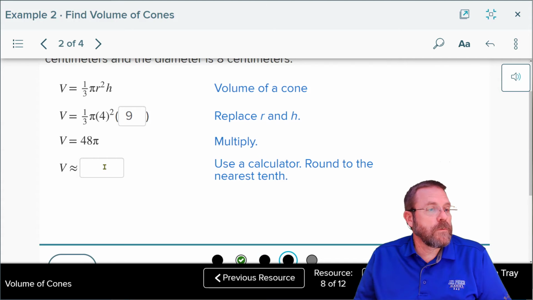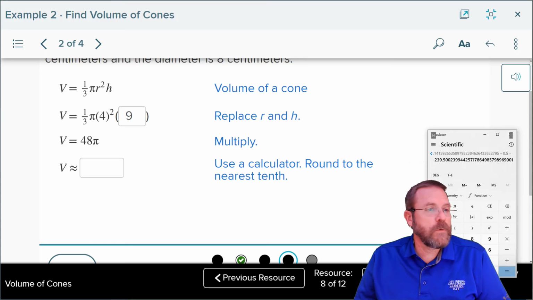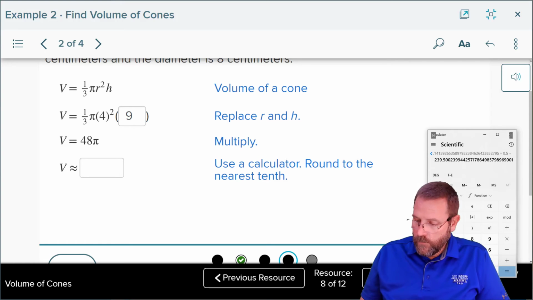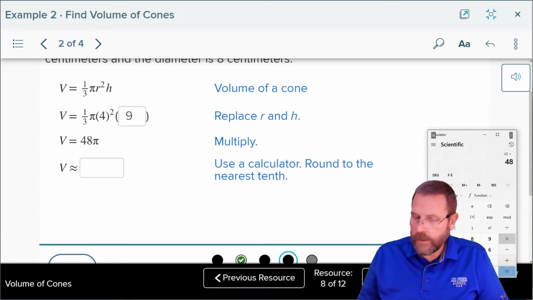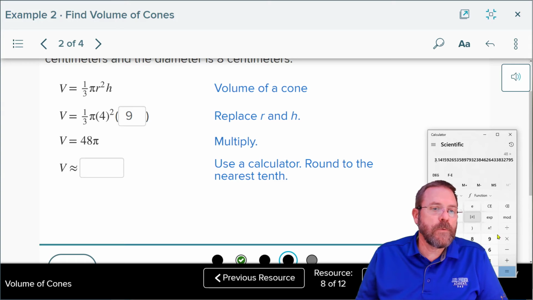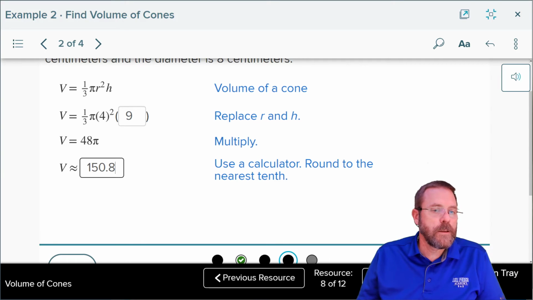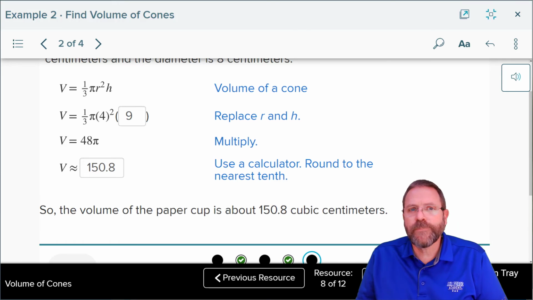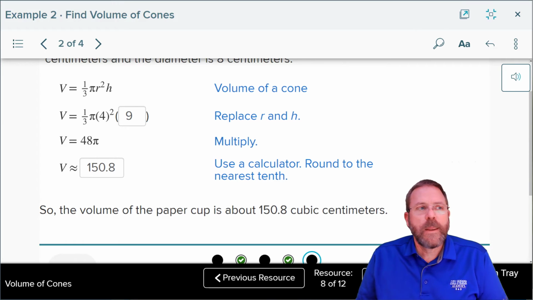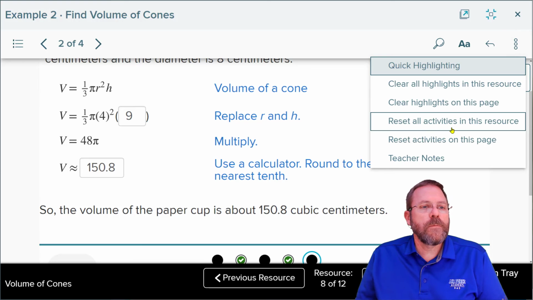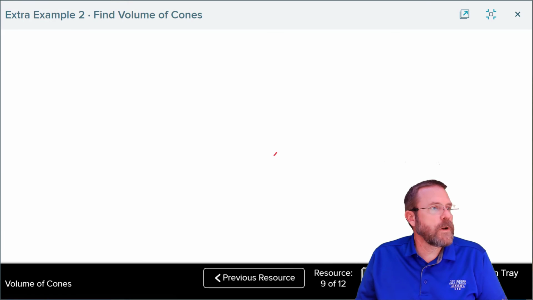And then your answer, use a calculator. So we're going to grab our handy dandy calculator right here. We're going to do 48 times, hit my pi button right there, equals, and rounded to the nearest tenth it is going to be 150.8. Check it, and the answer checks. Easy math.